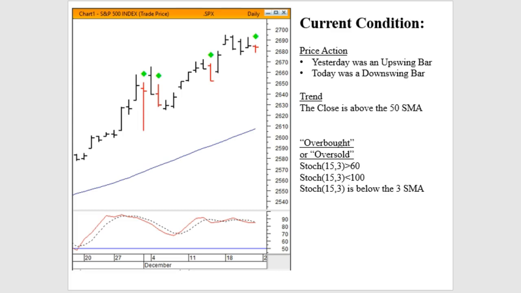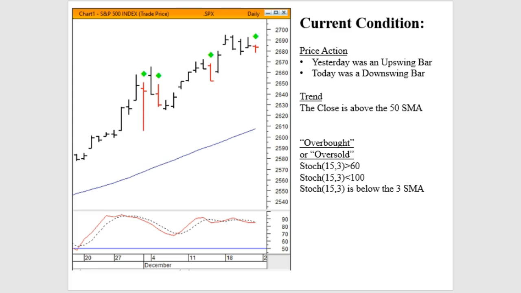We like to look at market condition from 3 different dimensions: price action, the trend, and then the stochastic situation. The price action, we had an upswing day on Thursday and then a downswing bar on Friday. That is a fairly common price action. That took place, though, when the market is trending upward well above its 50-day simple moving average.